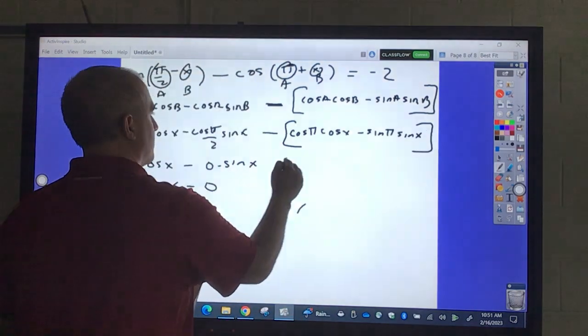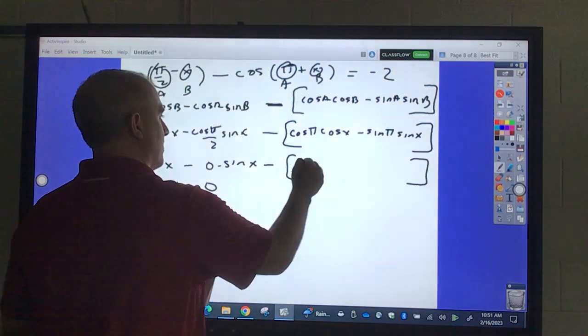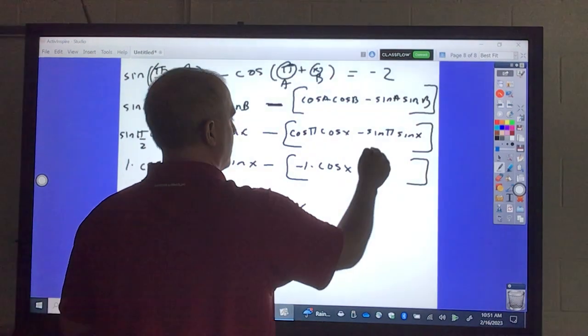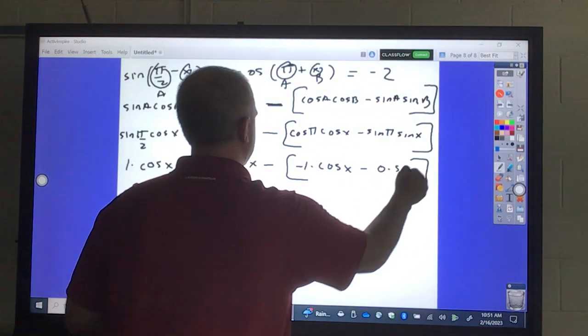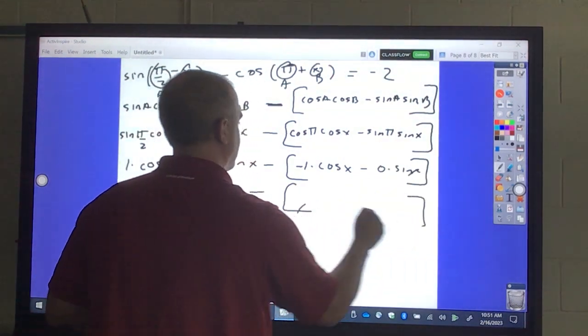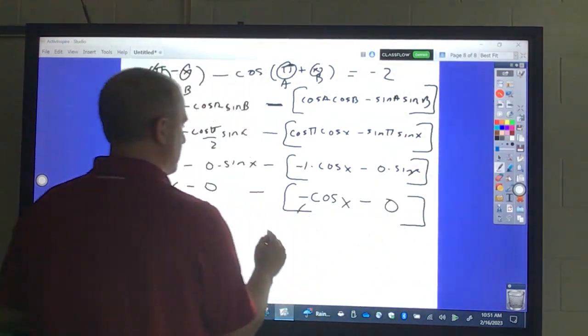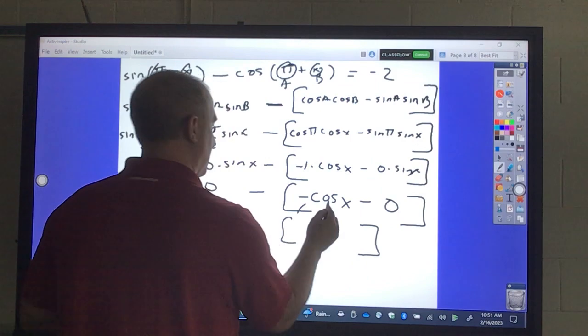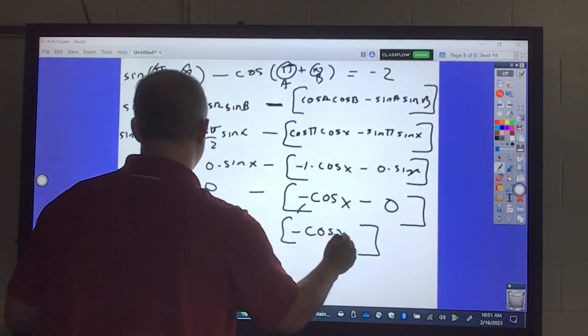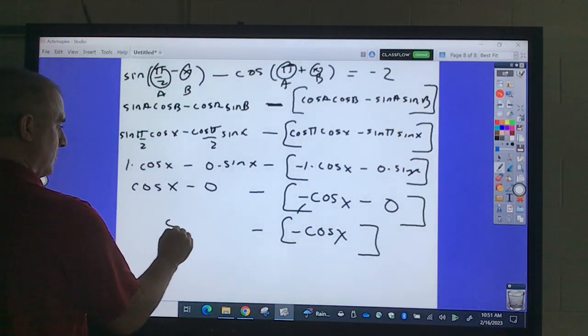Still doing this calculation. This would be negative 1 times cosine of x. That'd be 0 times sine of x. Still keeping this bracket, that's going to be negative cosine x minus 0. So what that's going to be is negative cosine of x. So this is what I got. That's going to be cosine of x.